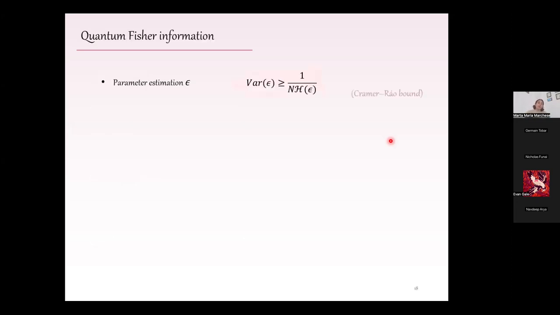And now we go to the parameter estimation part. To do that, we need to use tools that come from the quantum Fisher information. Because we know that when we want to estimate the variance of a certain parameter epsilon, we need to compute the quantum Fisher information, because this will give us a lower bound to the variance. And this is known as the Cramér-Rao bound. In the very special case that we are dealing with pure states and Gaussian states, the quantum Fisher information is quite easy to write and to calculate.